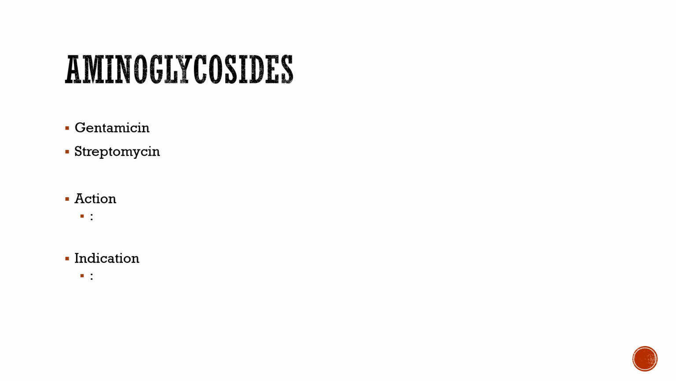All right, now let's talk about the different classifications of meds. Gentamicin, streptomycin, these are aminoglycosides. These are for serious infections. The way they work is they inhibit protein synthesis and they cause cell death, so they're bactericidal. We use them to treat serious infections caused by susceptible gram-negative aerobic bacteria. And again, these are for serious infections.